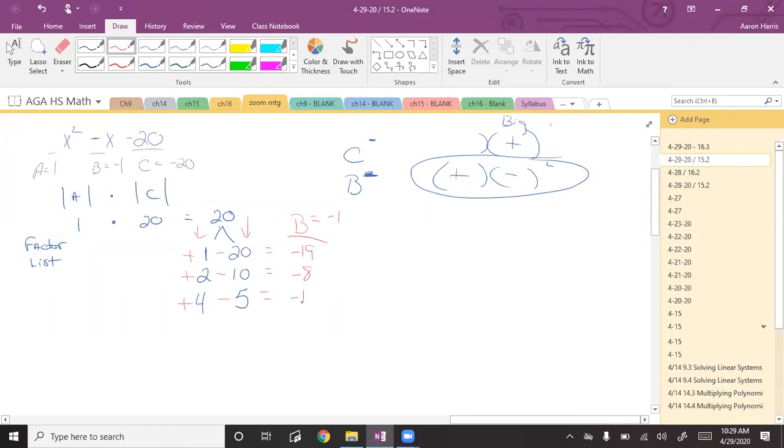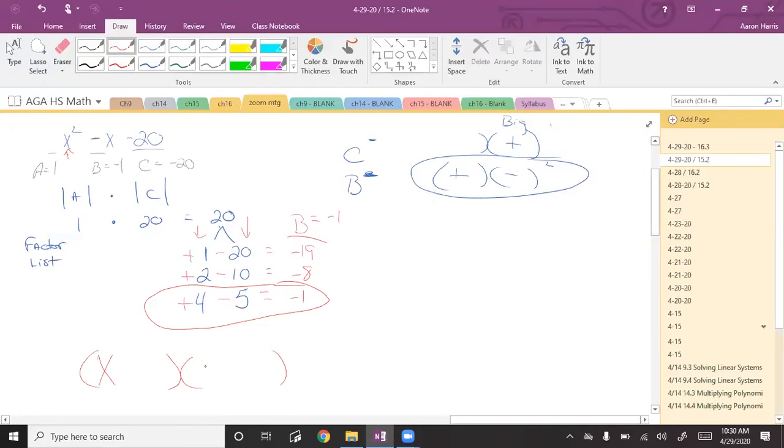Which one works? Oh, the first one. The third one? Yay. Good. So now I can write it in factored form. So what goes in the first term? What letter? I don't know. What letter?